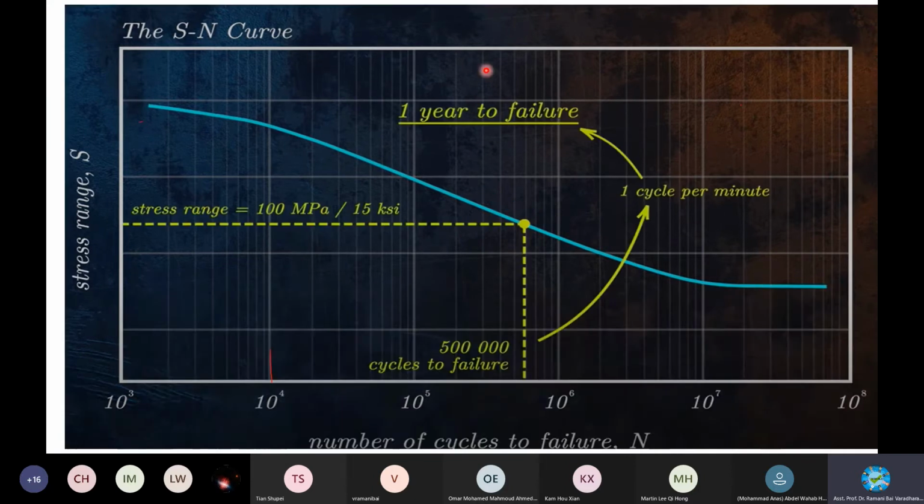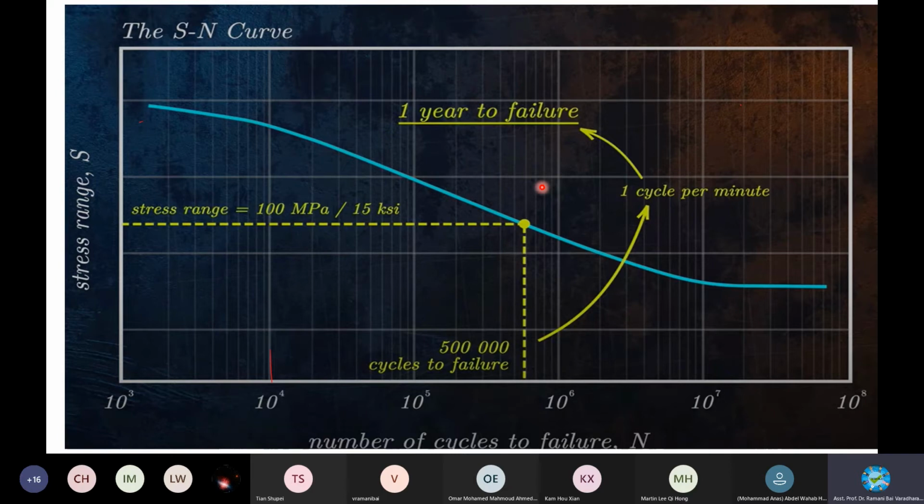Okay. Then another type of curve. This example is very interesting to see how they fix a failure, right? Take any point on this curve. What is this point? The X value is 1 cycle per minute, right? 1 cycle per minute, 1 year. You can determine how many years, right?